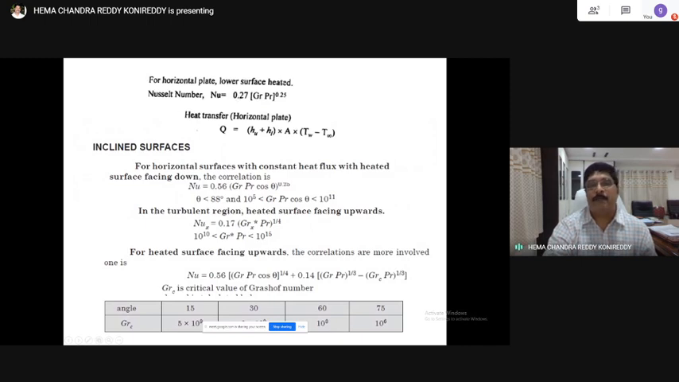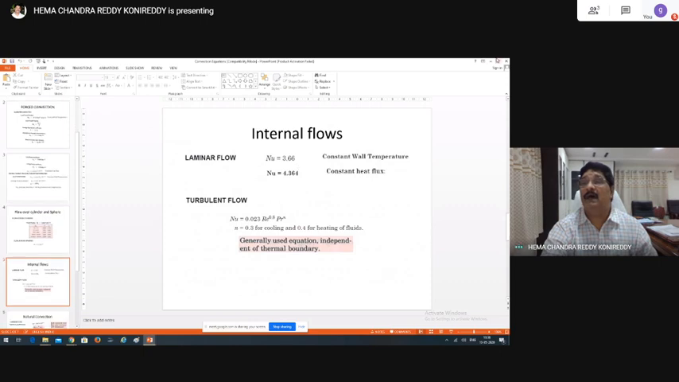And for a horizontal plate with lower surface heated. See, upper surface heated is always a favorable condition. Lower surface heated is always an unfavorable condition. Reverse is also true. So the heat transfer coefficient is given this way. One is favorable, one is unfavorable. Inclined surfaces, I have told you, wherever g is there, you substitute g cos theta. There ends the problem. But the angle is with the vertical.